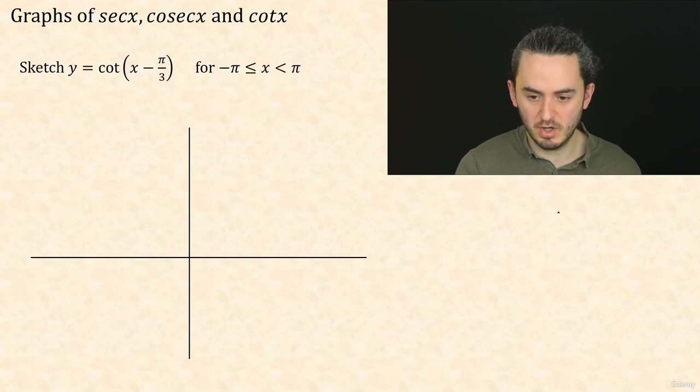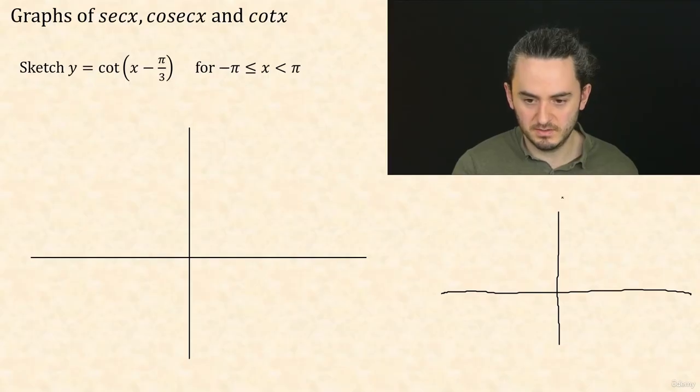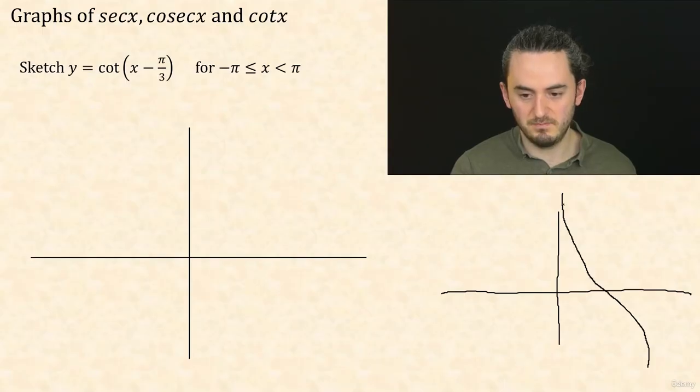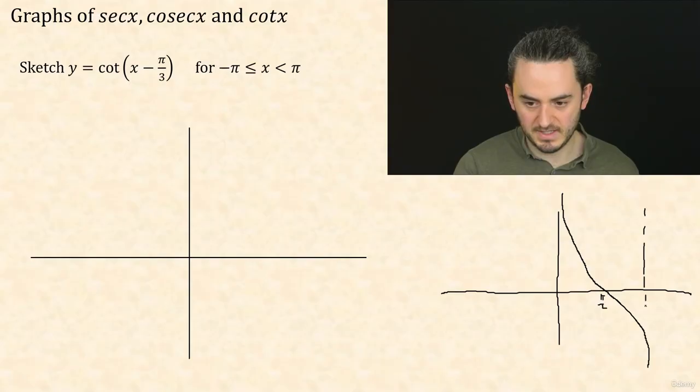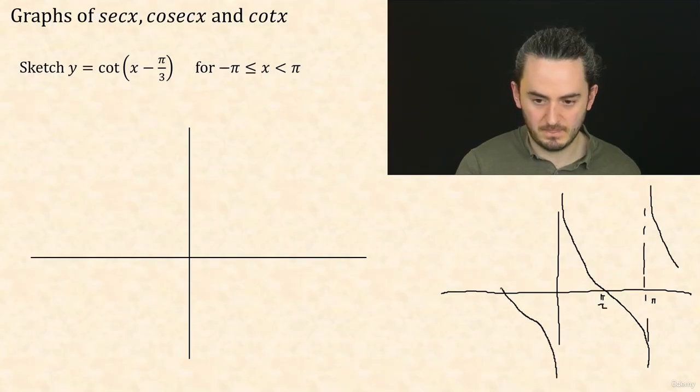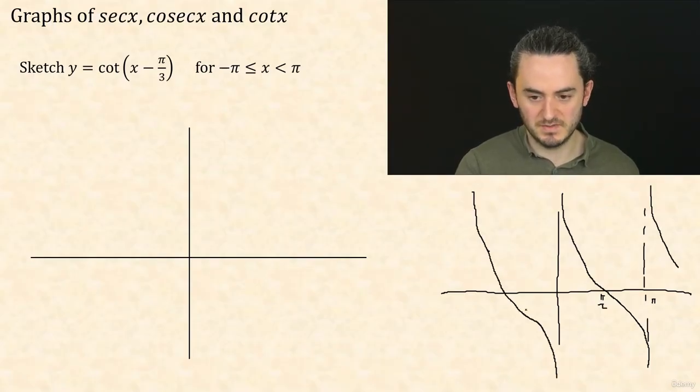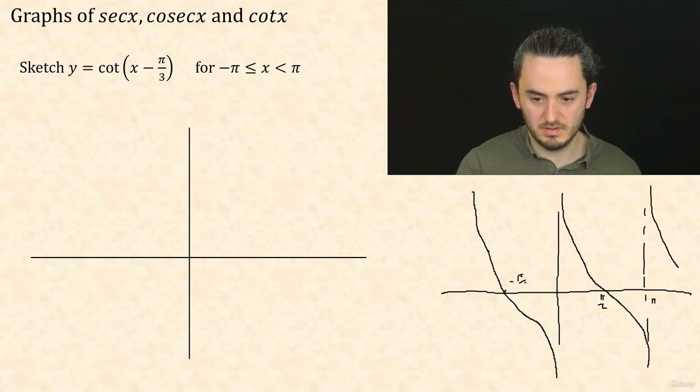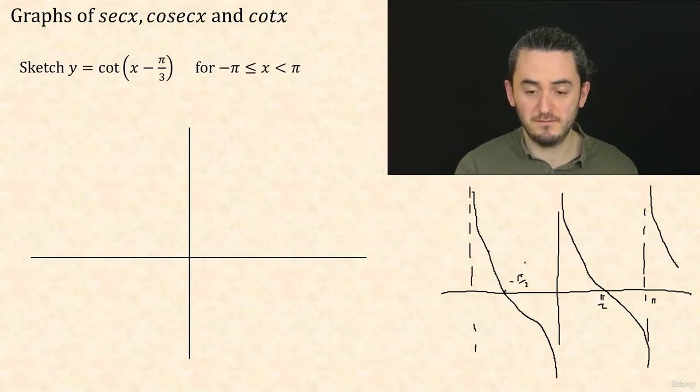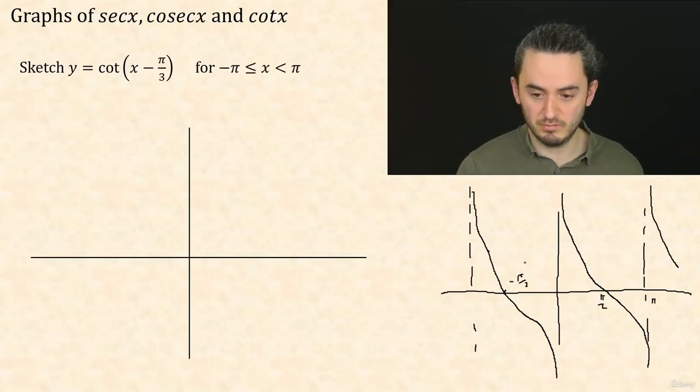So we'll remind ourselves what cot x looks like. So cot x looks like this, and that's between 0 and that's pi/2, and that's pi here at that asymptote, and then it would come down, and it just repeats this pattern forever and ever and ever. And that's minus pi/2 here, and then we've got an asymptote at pi here. So all I want to do is shift this pi/3 units to the right.